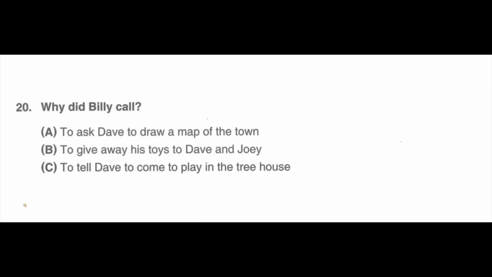Why did Billy call? A. To ask Dave to draw a map of the town. B. To give away his toys to Dave and Joey. C. To tell Dave to come to play in the treehouse.